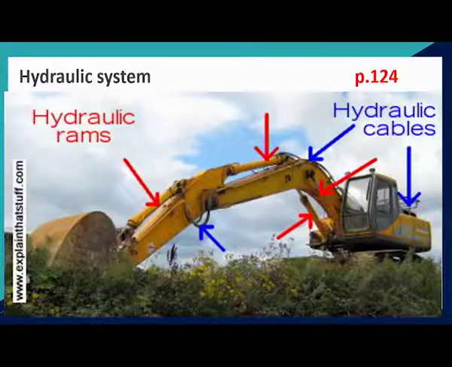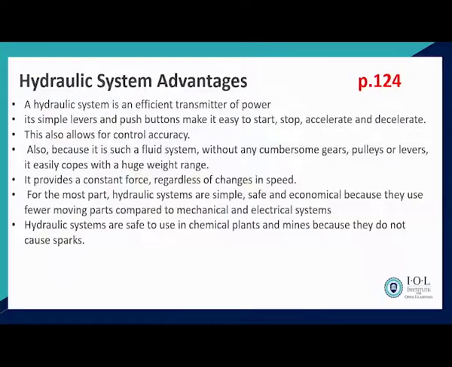Right, then that picture is showing the hydraulic system. We want to look at some of the advantages and disadvantages of hydraulic system. Right, the arrows are showing the parts of the hydraulic system. What are the advantages of hydraulic system? It is an efficient transmitter of power. Right, simple levers and push buttons make it easy to start, stop, and accelerate. And these levers allow easy control of the machine.